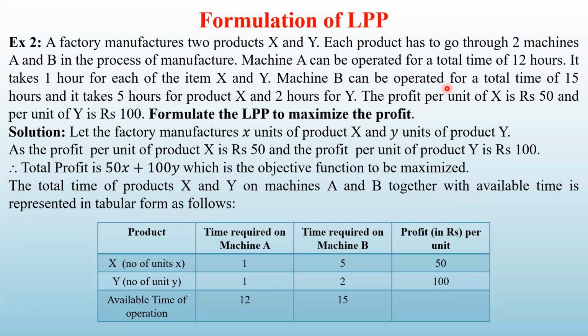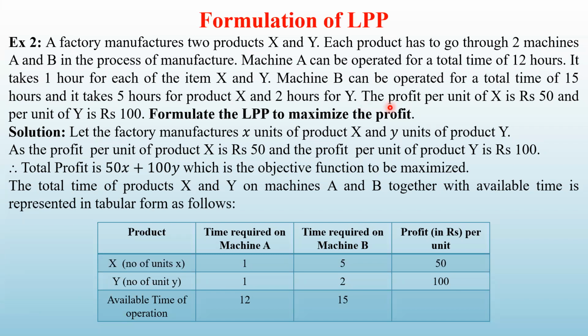Machine B can be operated for a total time of 15 hours. Machine B का मैक्सिमम कैपेसिटी कितना है? 15 आवर, 15 घंटे. 15 घंटे से ज्यादा चलाया तो ब्रेक डाउन. ओके, तो एट ए स्ट्रेच यू कैन ओनली operate machine B for 15 hours. And how much time it takes? For product X, it takes 5 hours. एक product of X type का 5 घंटे लेता है machine B पर और Y type का product 2 घंटे, 2 hours. So machine B can be operated for a total time of 15 hours and it takes 5 hours for product X and 2 hours for product Y.